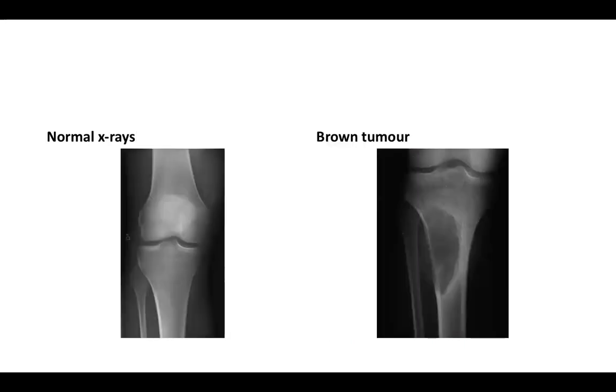So how does it affect long bones? Here I have put an X-ray of the long bone, the tibia. On one side, you can see the normal tibia. On the other side, you can see as if some chunk of the bone has been scooped out from the tibia. This is because of the localized excessive osteoclastic activity and bone resorption. We call it brown tumor. Actually, it's not a tumor, but it's called brown tumor because it looks like some osteoclastic tumor.